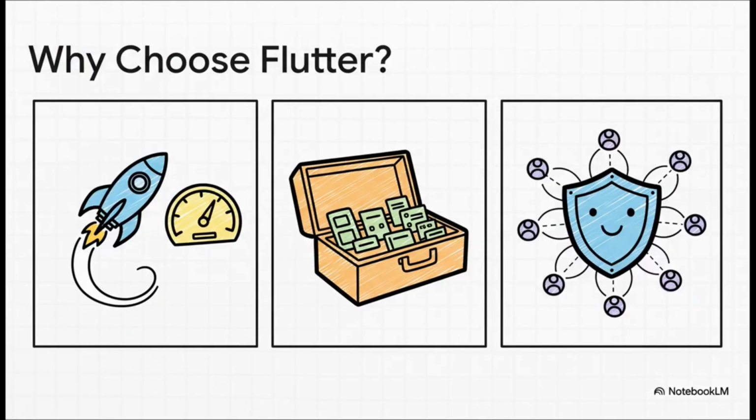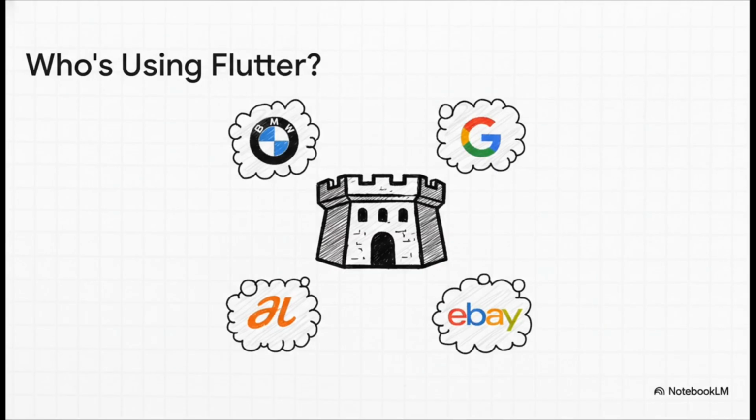Flutter is built from the ground up for performance. We're talking buttery smooth animations, running at 60 or even 120 frames per second. That's the kind of responsiveness that makes an app just feel premium and professional. It also comes packed with this huge library of ready-made UI components, and since it's backed by Google, the community support is just massive.